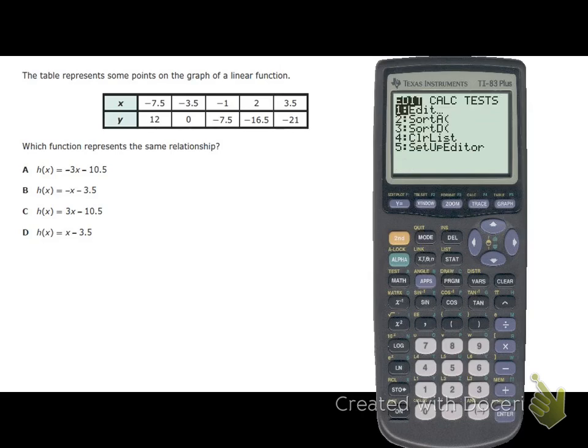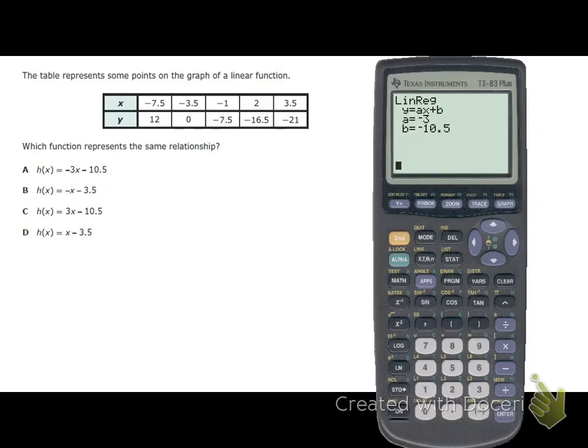Okay, so I go to stat, but this time I'm going to go over to calc, and I'm going to go down to the fourth option, which is linear regression. That's this process of finding the equation. And I just hit enter. They tell us that my slope here is a negative 3, and my y-intercept is a negative 10. Boom, that's another way we could have gotten A as our answer.